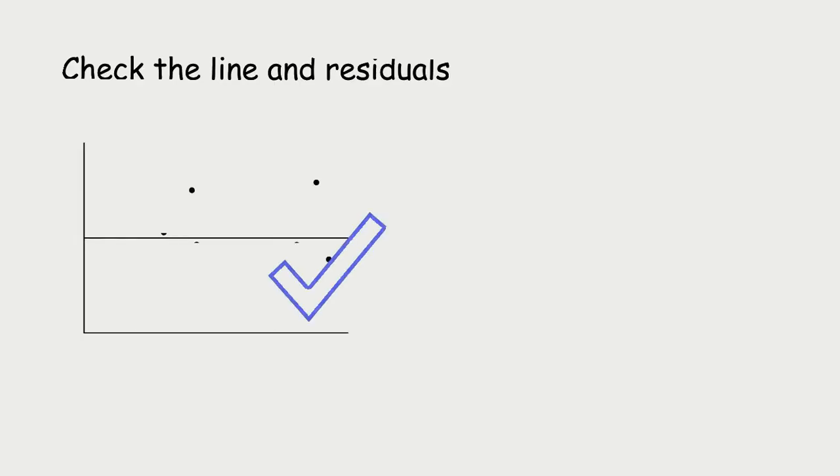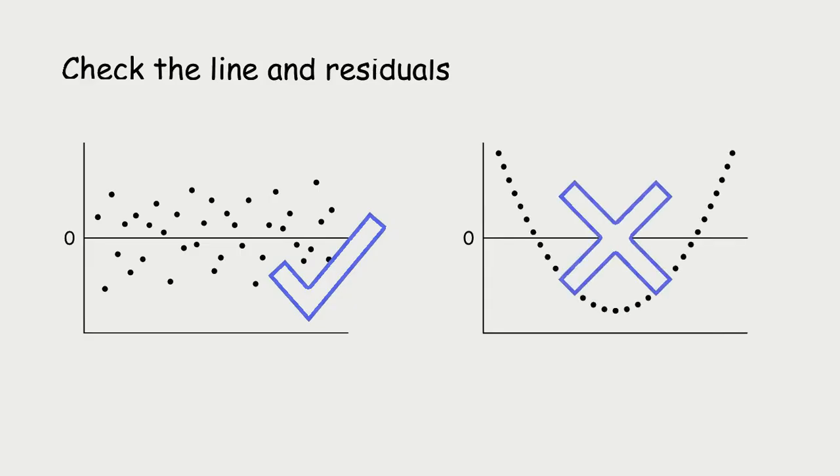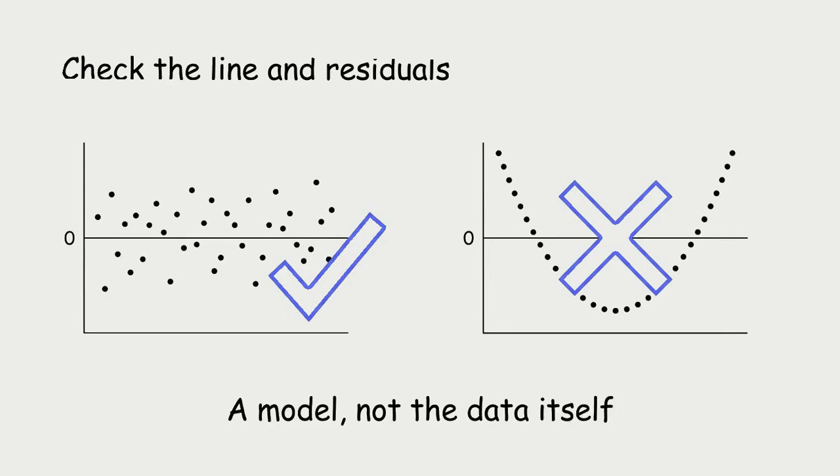Finally, always check whether the line is reasonable. Look at the residuals. If they scatter randomly around 0, the line is doing a good job. If you see curves or patterns, a straight line may not be appropriate. A best fit line is a powerful summary, but it is a model, not the data itself.